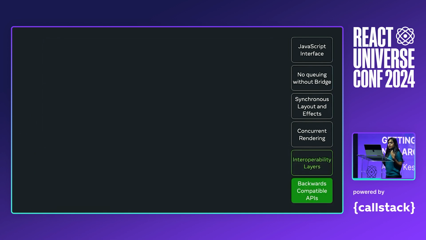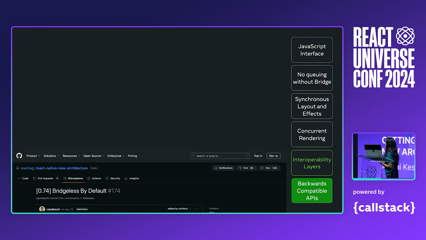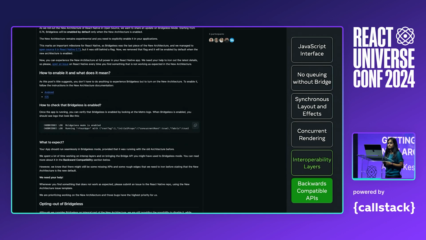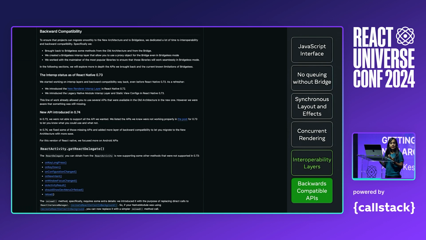Aside from these interop layers, backporting those APIs that were working in the old architecture to the new architecture was possible through backwards compatibility, which we have emphasized over the recent release of 0.74 to minimize the breaking changes. Now, bringing back some of the APIs that you were using earlier to the new architecture so that it's easier for you to start adopting the new architecture.